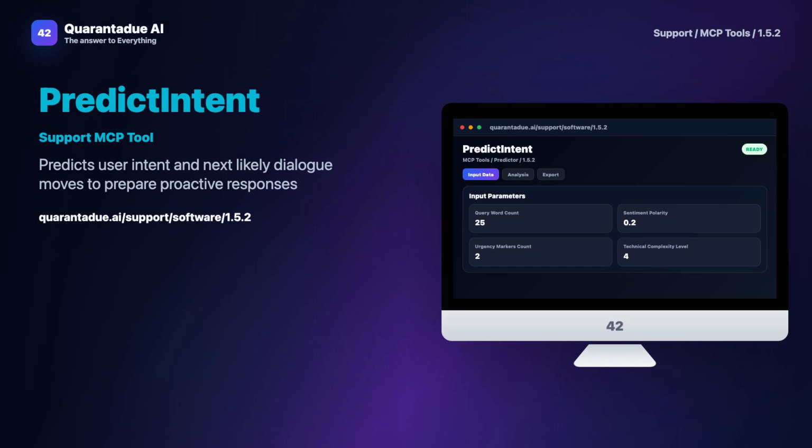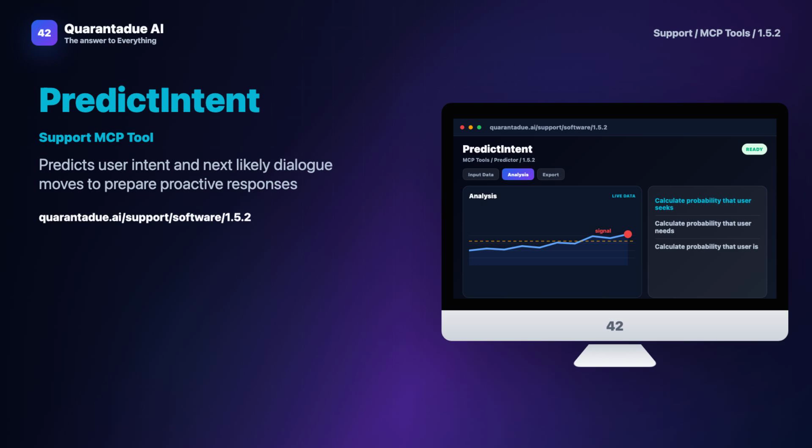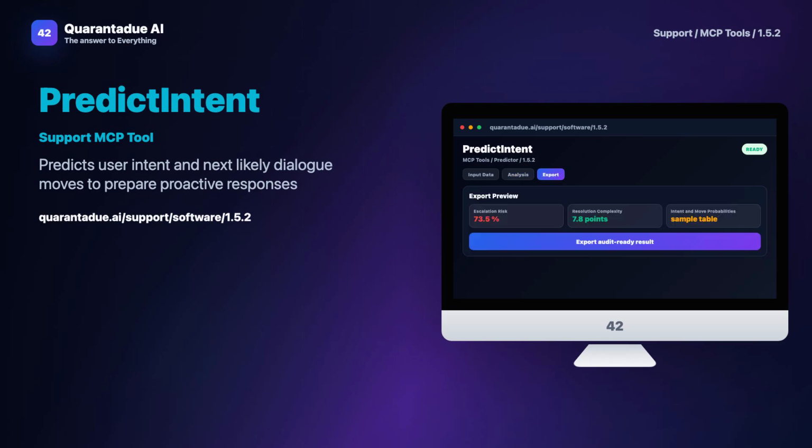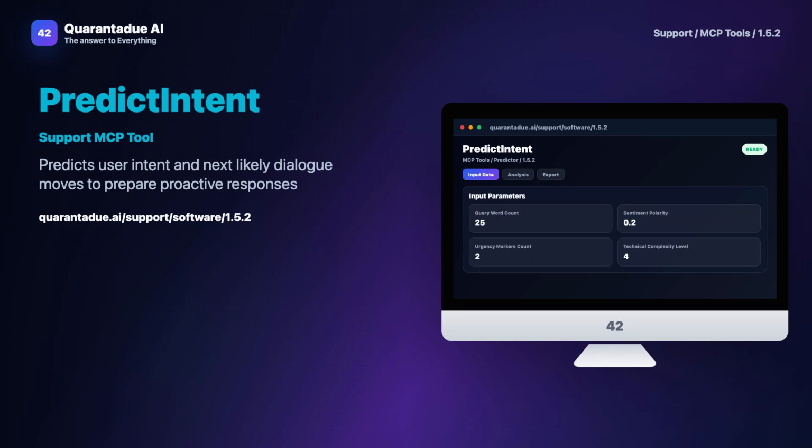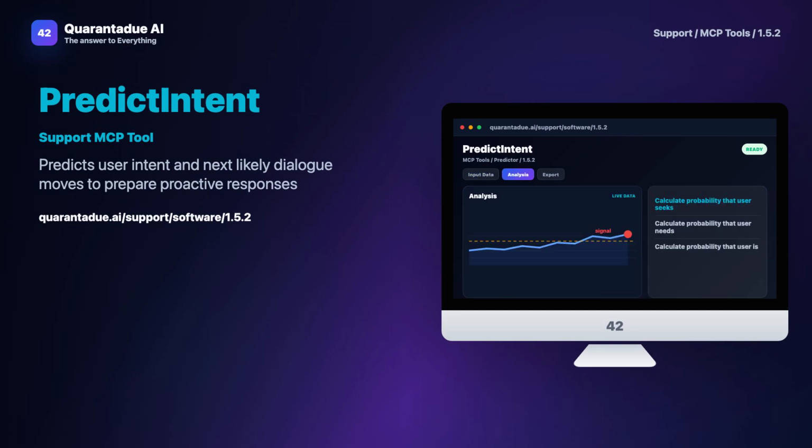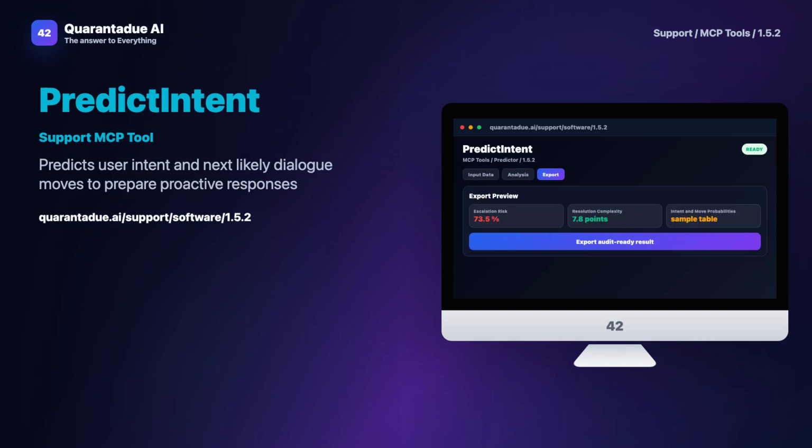Predict intent is support software for a specific operational decision, predicts user intent, and next likely dialogue moves to prepare proactive responses. This video explains what the tool does, why the workflow matters, and how the output becomes useful decision evidence. The problem is that support teams often manage this workflow with scattered inputs, inconsistent review rules, and manual interpretation.